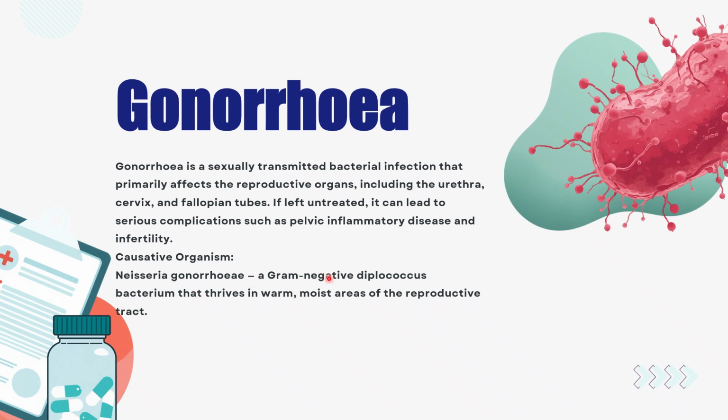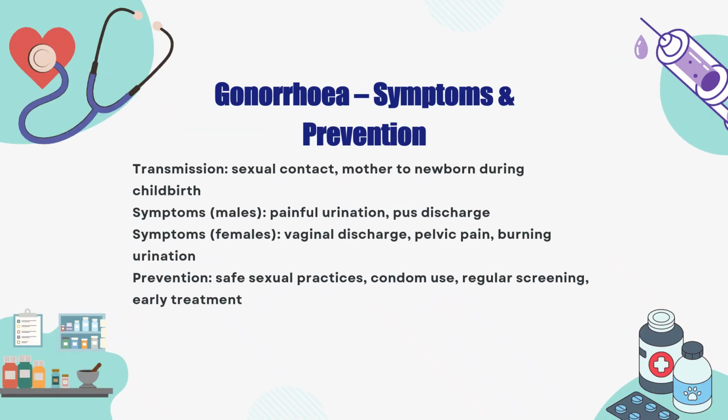Neisseria gonorrhoeae is a gram-negative diplococcus bacterium that thrives in warm, moist areas of the reproductive tract. The transmission of gonorrhea can happen by sexual contact and also during childbirth. If the mother is infected, it can be transmitted to the newborn during childbirth. The symptoms seen in males are painful urination and pus discharge, also through the rectum. The symptoms in females are vaginal discharge, pelvic pain, and a burning sensation while urinating.